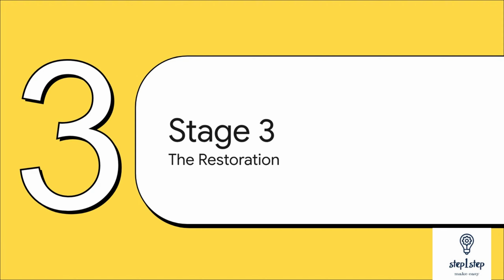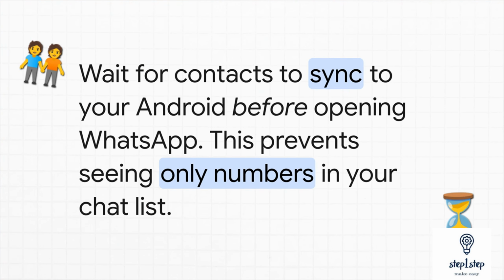Okay, we did it. The giant box of data has been moved to your new Android phone. But now, we've got to unpack it. This is the final and, honestly, the most critical stage of the whole thing, the restoration. And before you even think about tapping that green WhatsApp icon, stop. This is so important. Let your Android finish its setup completely and wait for your Google account to sync all of your contacts. If you open WhatsApp too early, all your chats will just show phone numbers instead of names, and that is a real headache to fix later.